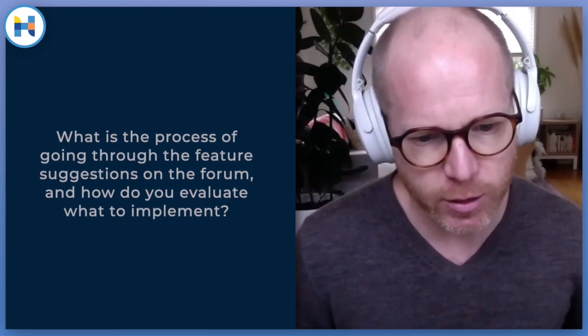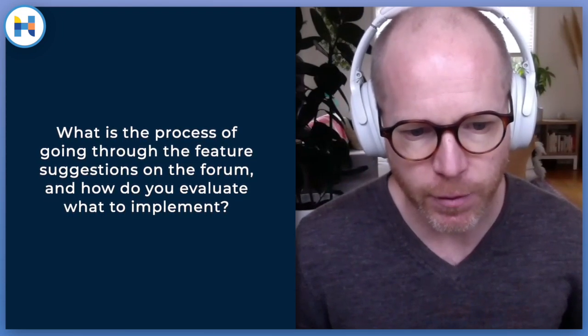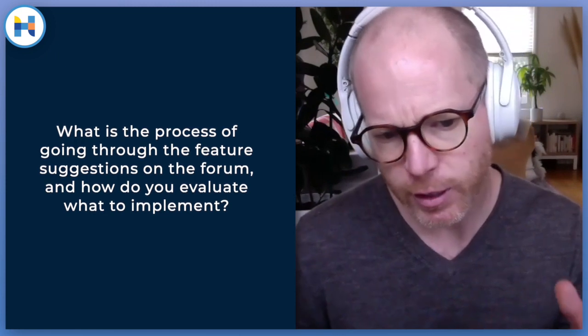Next question is, what is the process of going through the feature suggestions on the forum, and how do you evaluate what to implement? There's more here, but I'll do that first. In a perfect world, we would take every suggestion and put it into a document, and then decide which ones we think are the most important to do, and then execute those.